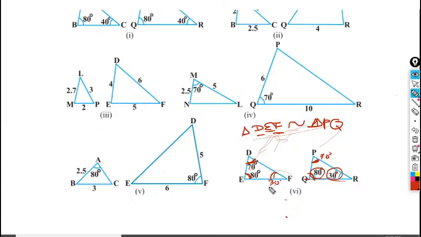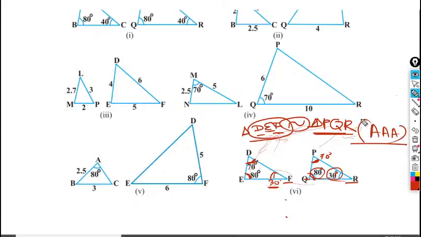Sorry, F is equal to 30 degrees. So angle R is also 30 degrees. So F will be corresponding to R. So triangle DEF is similar to triangle PQR, and the criterion is angle criterion. Okay, thank you.